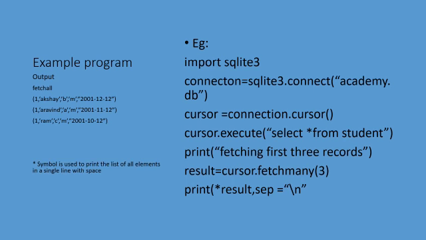Next, what is the use of the star symbol? The star symbol is used to print the list of all elements in a single line with a space. Understood? Here we don't display the square brackets. To print all the elements in a new line or with a space, for new line you can use sep equal to within double quotes \n, or if you want a space, sep equal to open and close double quotes.